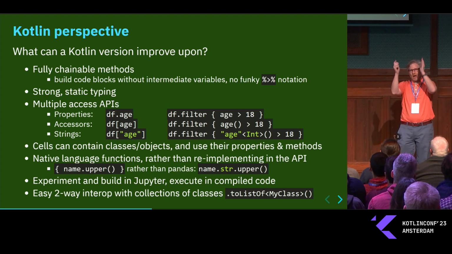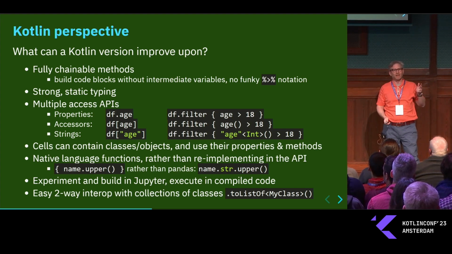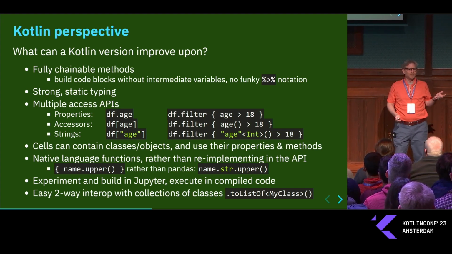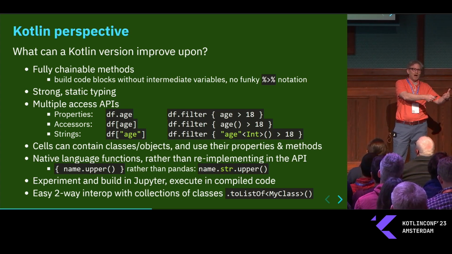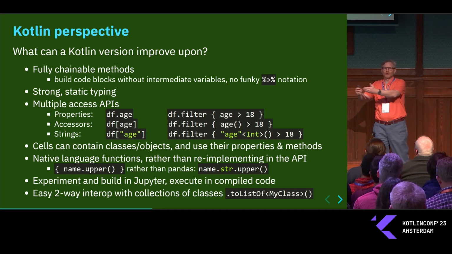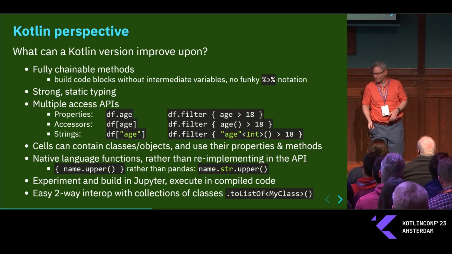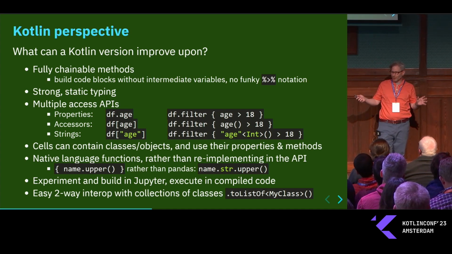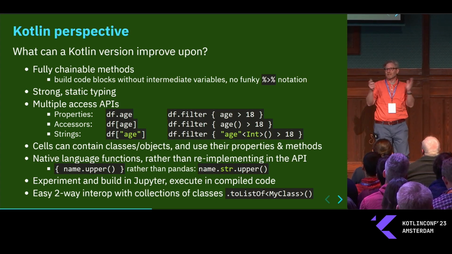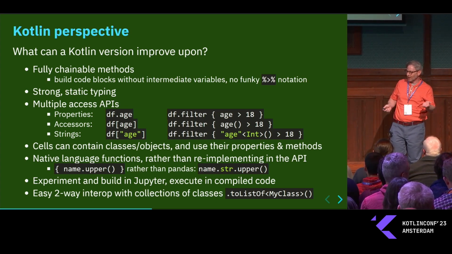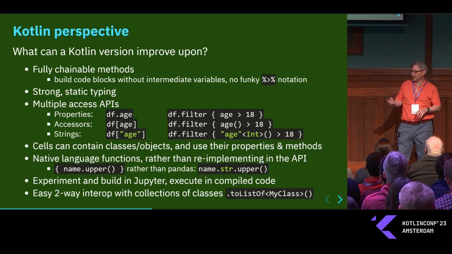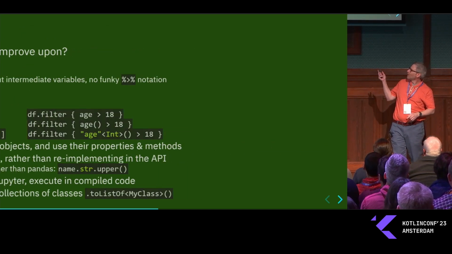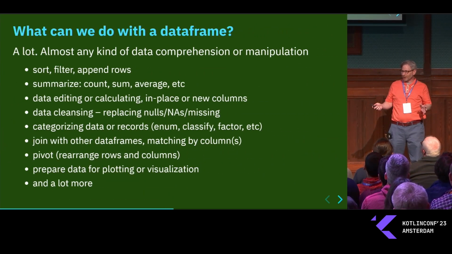The fact that your columns can also contain classes is great because then you can use the methods that you've defined on those classes to further do your data transformations. Again, super useful. The fact that you're basically always using native Kotlin code, the interop with collections, and being able to do all this in Jupyter notebooks, which we'll do in a minute, all of that is really great, right?